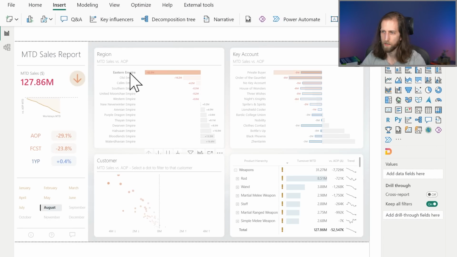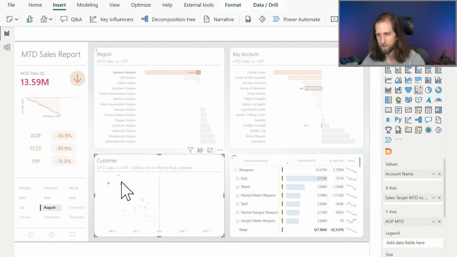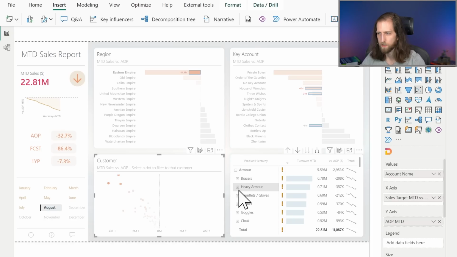A scatter plot is a really interesting choice here because when we select it, we might be drawn to the customers that are most behind. So we hold control and cross-filter further to be able to see for those customers what the situation is at the product level, for example.